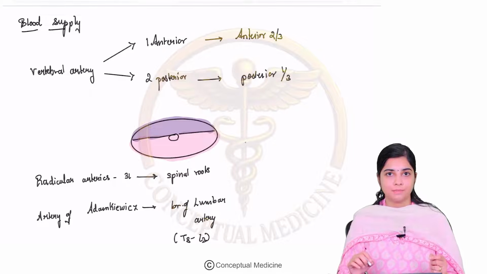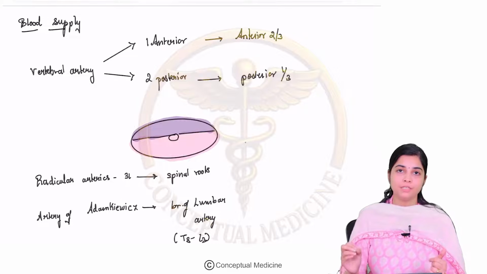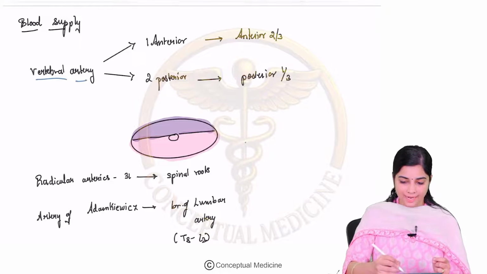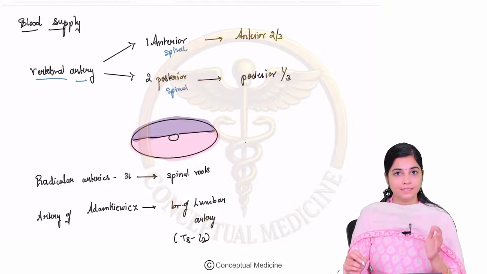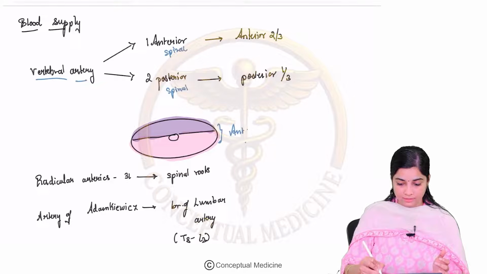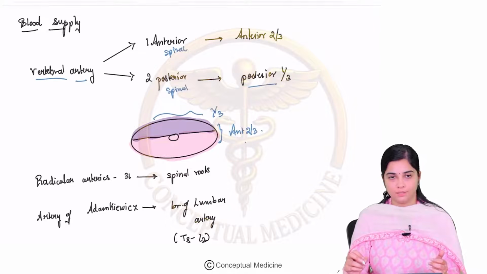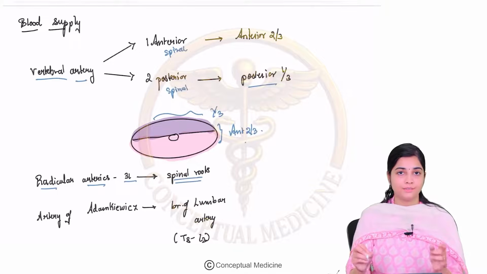So let us understand the blood supply of the spinal cord before we try and understand the various spinal cord syndromes. Okay, so the blood supply of the spinal cord is brought about by the spinal arteries. So the vertebral artery gives rise to one anterior spinal artery and two posterior spinal arteries. The anterior spinal artery supplies the anterior 2/3 of the spinal cord and posterior 1/3 is by the posterior spinal artery. Okay. Apart from this, we have radicular arteries which are 3 in number. Radicular arteries, as the name suggests, supplies the radicular or the spinal roots.